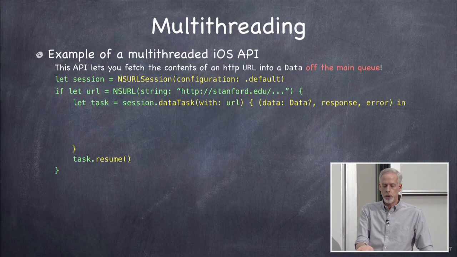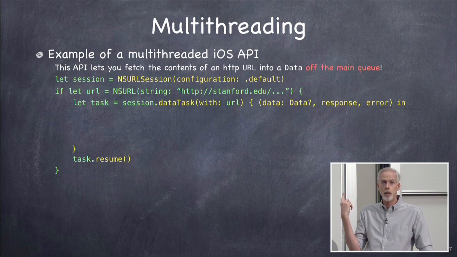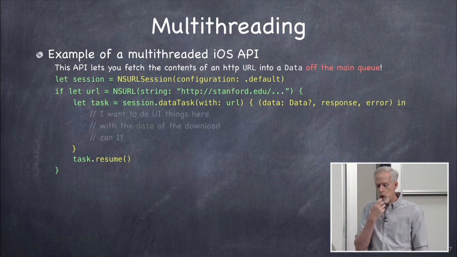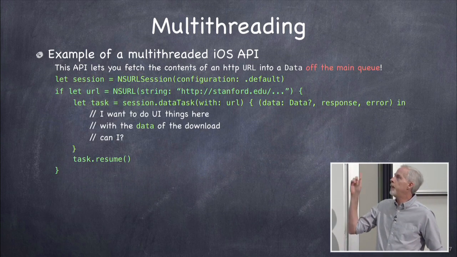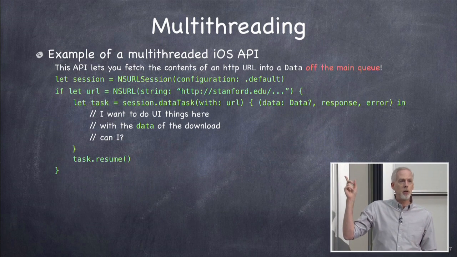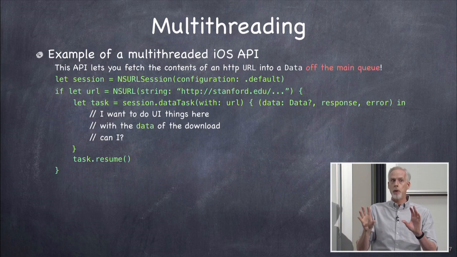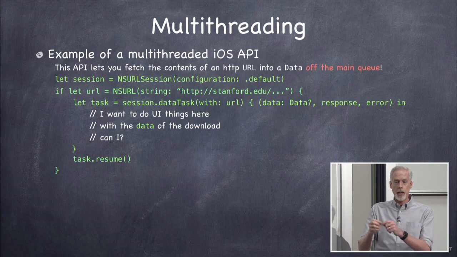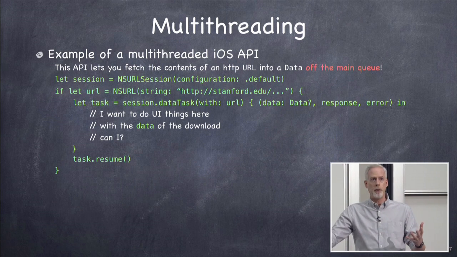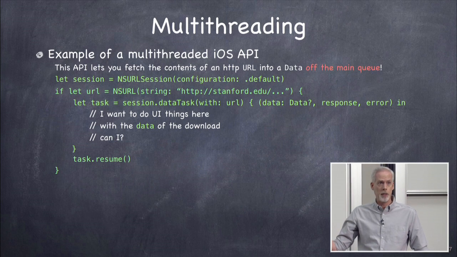So this closure is interesting because the documentation will tell you this closure does not run on the main queue. So that's a problem. And by the way, that task resume at the bottom, that's what actually causes it to go do the fetch. The data task really doesn't do anything but create the task, and then when you say task resume, it goes off to fetch it on some other thread. It doesn't block, okay?